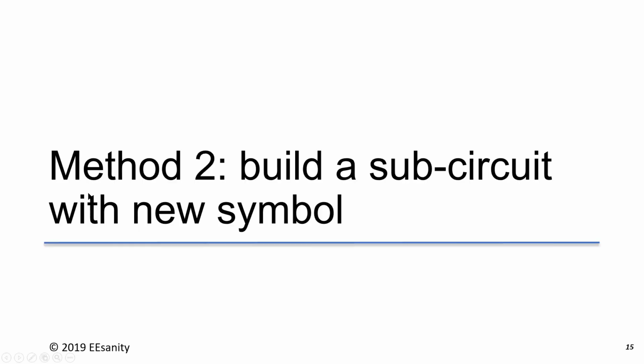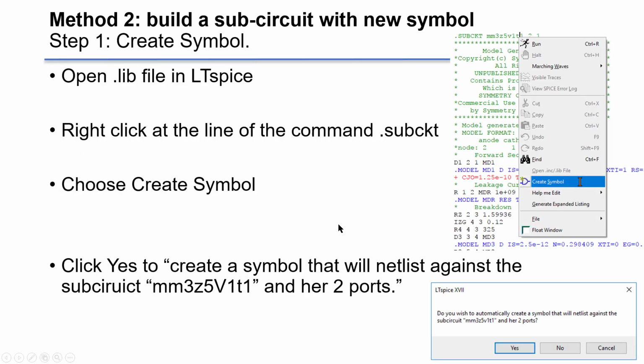The second method is to build a subcircuit using a new symbol. Previously, we used an existing Zener diode symbol from LTspice. So now we want to build a new symbol using subcircuit. So the first step is to create a symbol. We open this library file in LTspice. We move the mouse over subcircuit and right-click. There is an option to create a symbol.